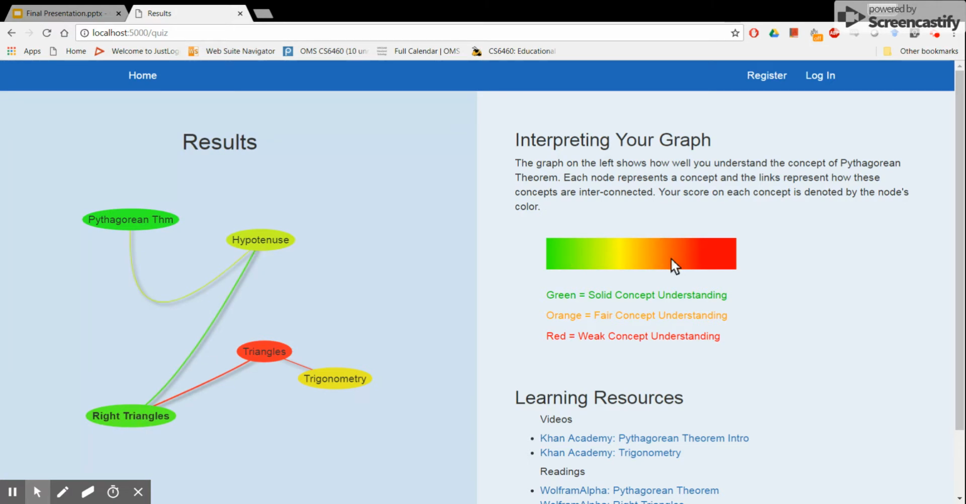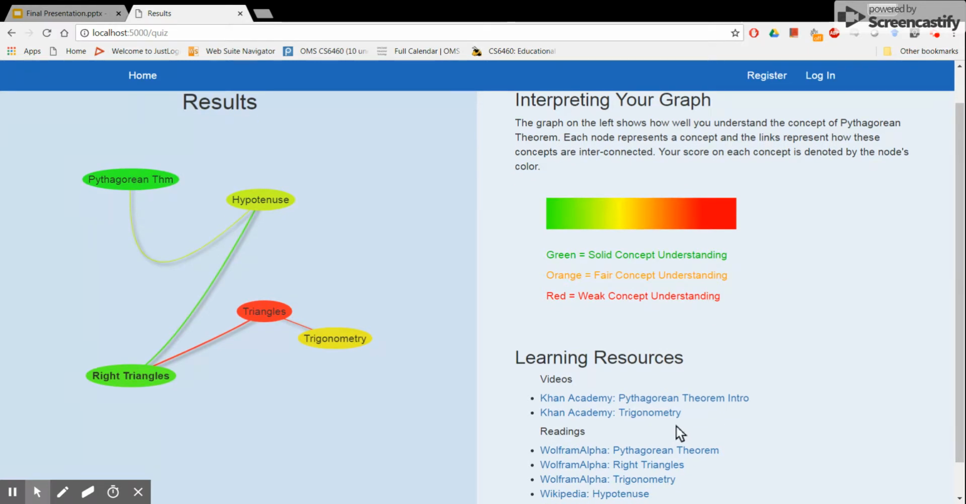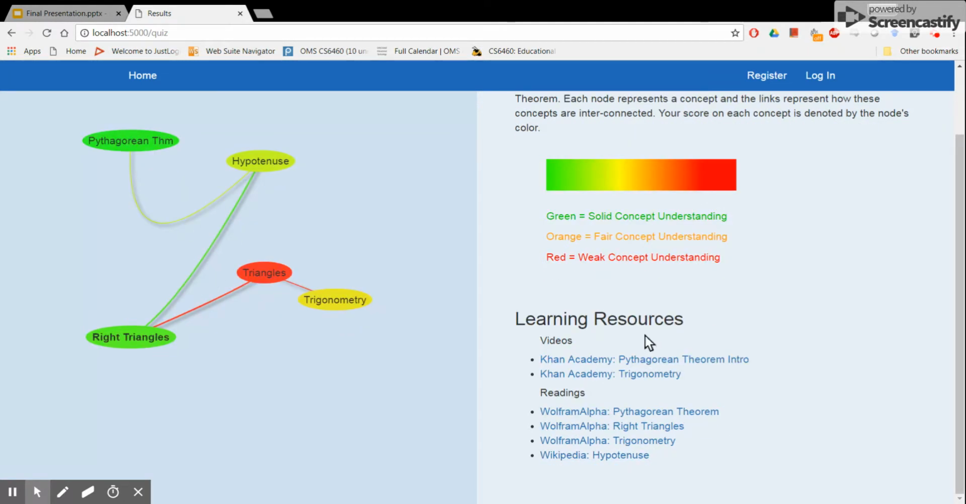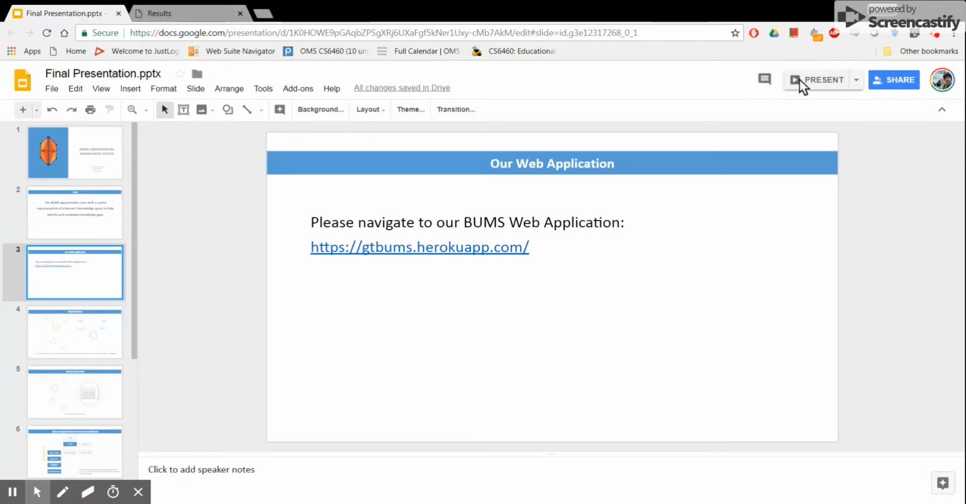This bar here shows you a key of how well you understand the concept. Green means you have a solid understanding, orange is a fair understanding, and red is a weak understanding, and the whole gradient of colors show up based on your results. We also have some learning resources here to help you understand the Pythagorean theorem. So let's get into how the application works.